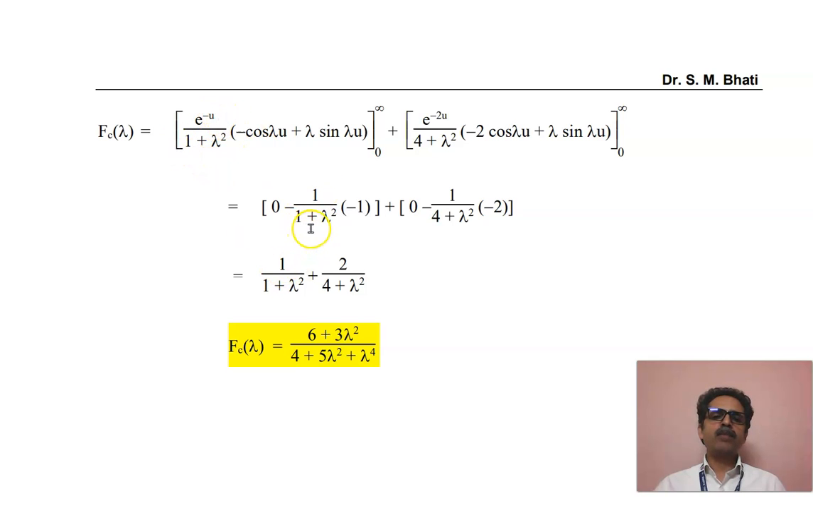Denominator is same, 1 plus lambda square, and here you will find minus cos u plus sin u. You know cos 0 is 1, sin 0 is 0, so you will find here minus 1 plus. Similarly, for the second term, you will find 0 minus 1 upon 4 plus lambda square into minus 2. And simplifying and after making the cross multiplication, easily you can find the value of epsilon lambda. If you look at the right hand side, it contains a function of lambda that justifies the left hand side notation, that is epsilon lambda. So in this way we obtain the Fourier cosine transform of the given function.